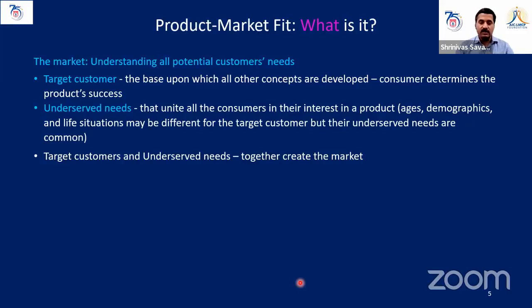Now, as you can see here, the needs can vary with respect to ages, demographics, and life situations. So the target customer may change, but the underserved needs may be common. Another example is, say, within the family you have different age groups, right? You have grandparents, parents, and kids. All of them have different ages, but all of them would like to spend time together. So that is again an underserved need. How can they spend time together? That becomes a problem set, to which you can give a solution. So as you can see here, the target customer and the underserved need together create the market, right?